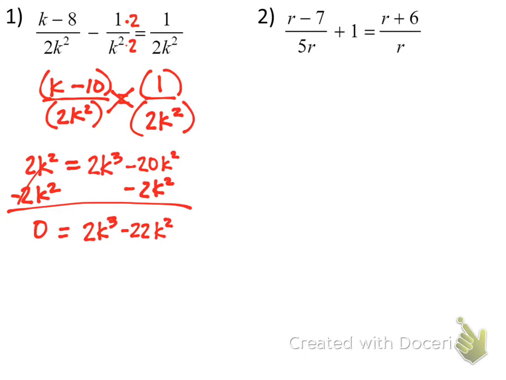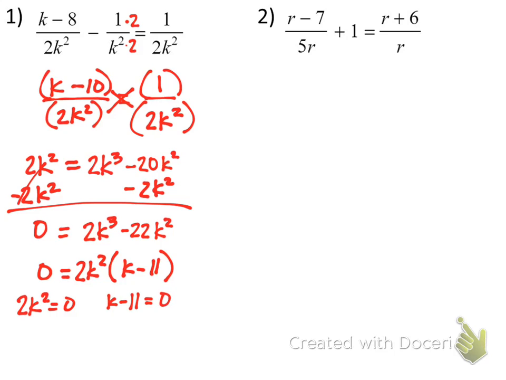Okay. Now, this is a problem we've done before. We're going to solve. This is k to the third, so I know I'm going to have 3 solutions, right? So I could factor out a 2k squared here. So this is going to be k minus 11. Okay, this is all still equal to 0. Zero product property: 2k squared is equal to 0. And we have k minus 11 is equal to 0. Okay? When I solve for this, we get k is equal to 0, and we get k is equal to 11 here.